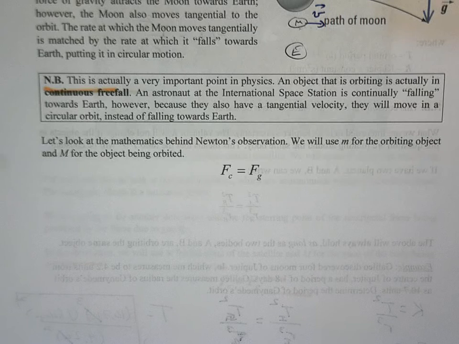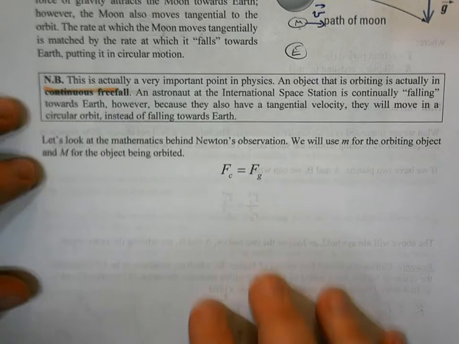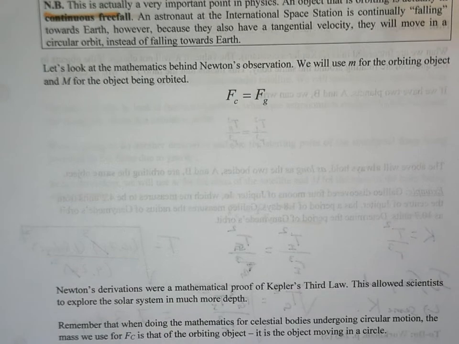But that's the thing, even people in space, like when you look at the International Space Station, you see astronauts and it looks like they're floating, and you want to say, oh, there's no gravity there. That's not true. Those astronauts are in continuous free fall. It's just that at the same time they're free falling towards the Earth, they're also having that tangential velocity. So it really plays with the mind, because it goes against your perceptions of reality, but that is just something to note. So we want to look at the math behind Newton's observations.